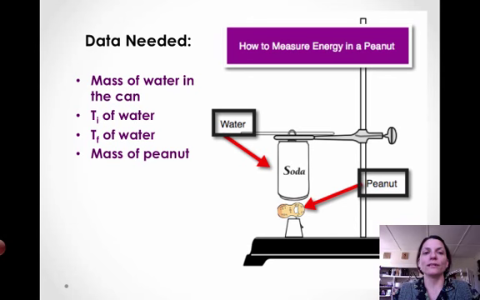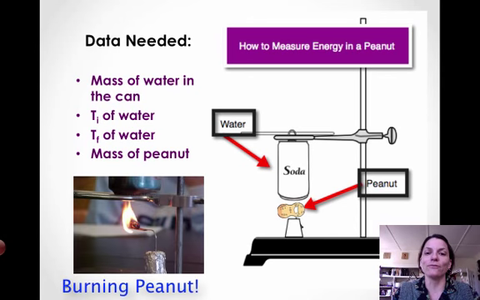So what we're going to do here is we're going to actually put water in a soda can. The soda can is emptied out, and then rinsed out, and then you put a measured quantity of water in there, say 50 milliliters. We're going to measure that very accurately, and then we're going to put the peanut under there, or potato chip, or whatever snack food we choose, and we're going to burn it.